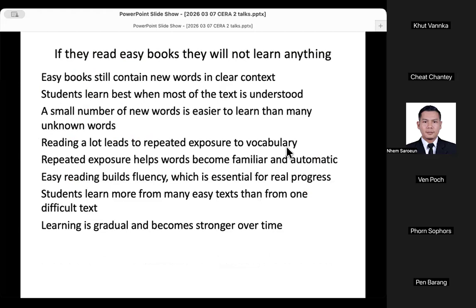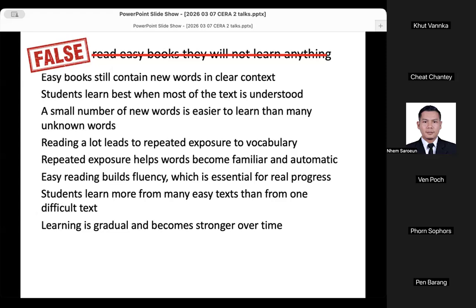The next one, people say, if they read easy books, they're not going to learn anything. Again, false. Easy books still contain new words and new grammar. Students learn best when most of what they're reading is understood. So 98, 99% understood, 2% they don't understand. That is good quality. That's the right level of learning. If it's 30% they don't understand, very, very little learning goes on. So about 2 to 5% of words that they don't know is the perfect amount of coverage of language, yeah? So reading a lot is also useful. Reading easy books allows you to read a lot.